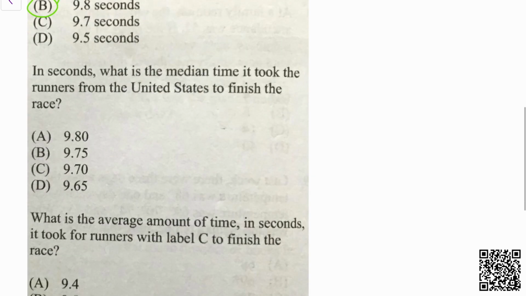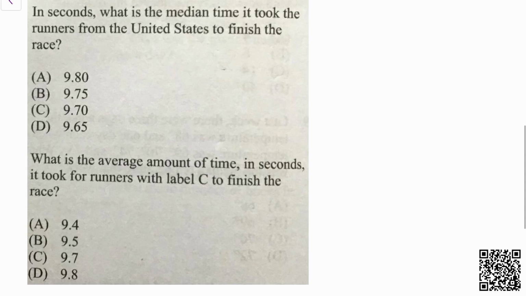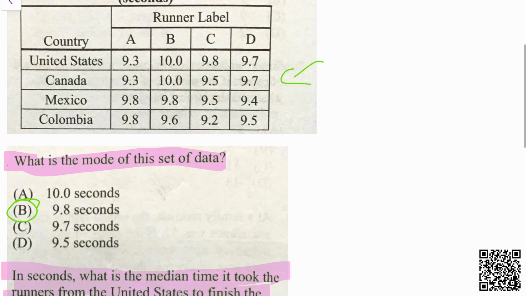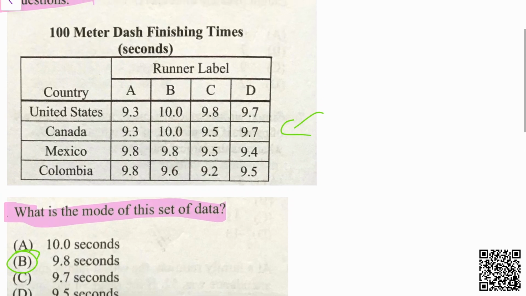And so, moving on to our next question. In seconds, what is the median time it took the runners from the United States to finish the race? We're looking here at median. And as we remember, in median, it's basically the number or numbers that are in the middle. When it's an even amount of numbers, it's the 2 middle numbers added together divided by 2. If it's an odd number, it's basically just still the middle number.